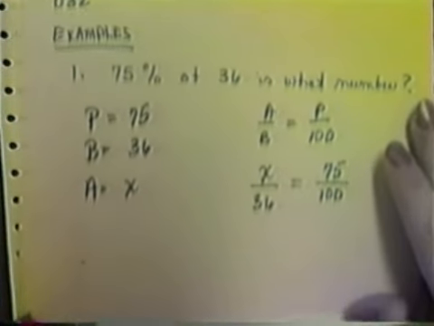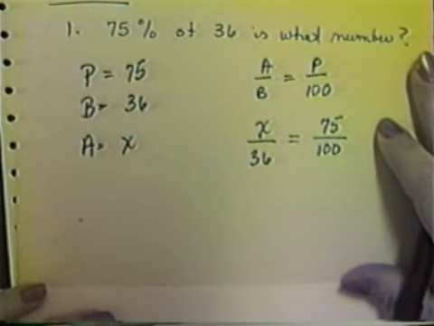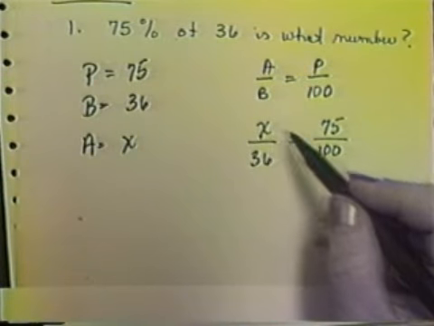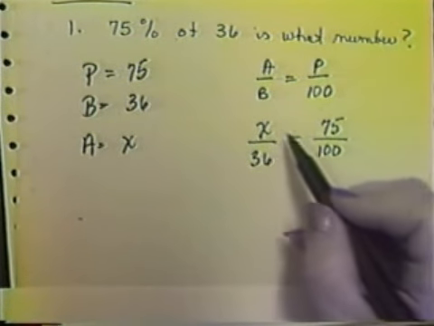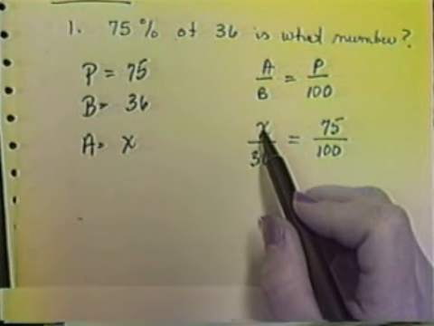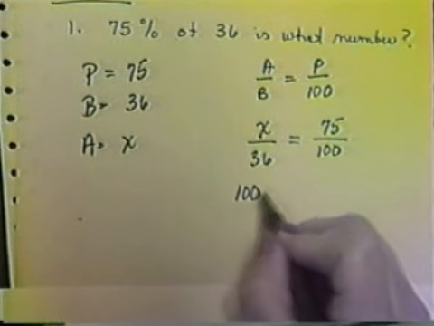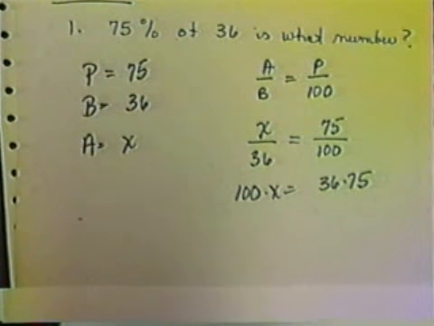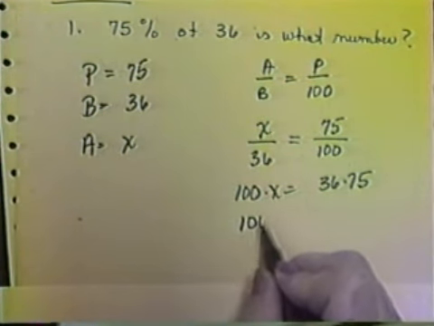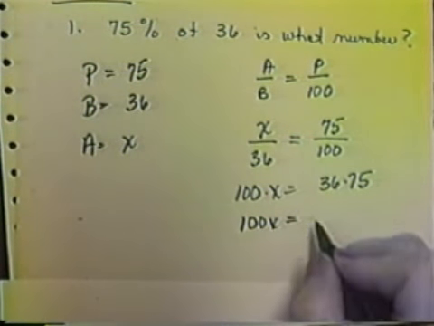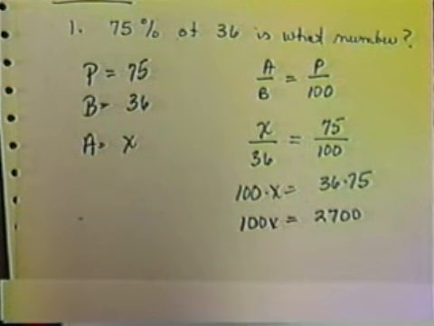Now that we do this, what we want to do is solve this proportion. To solve a proportion, we cross multiply. We multiply the extremes and multiply the means and set them equal to each other. So we multiply X times 100 and 36 times 75. This gives us 100X equals 36 times 75. Find 36 times 75, and we get 2,700.